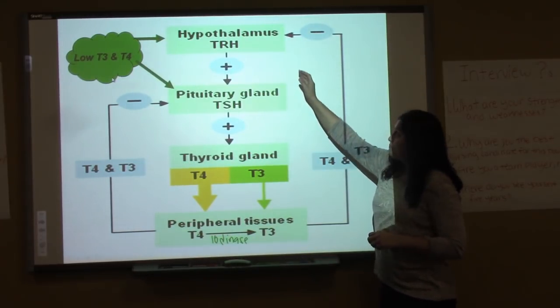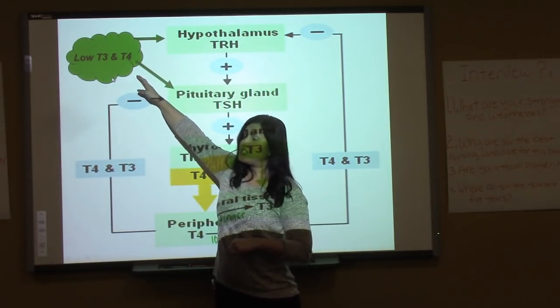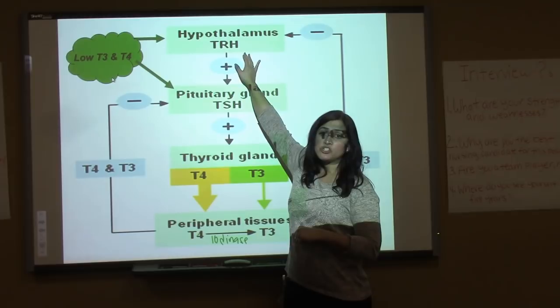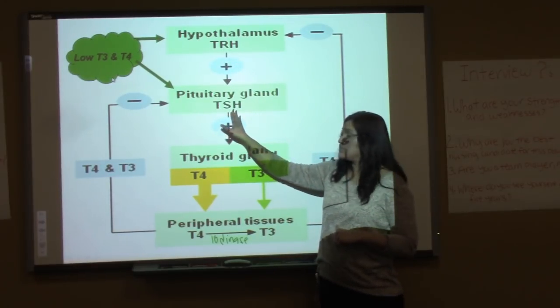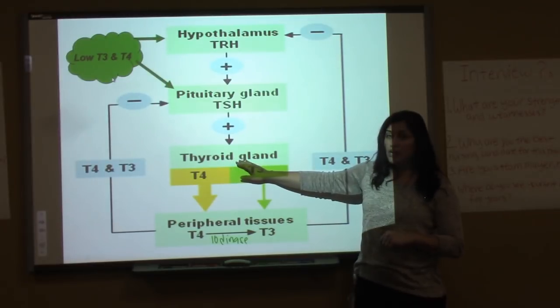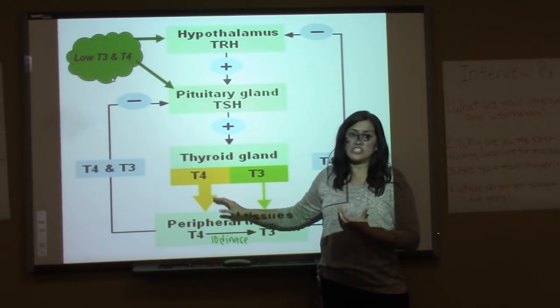Okay? So let's go through it once again. When you have low T3, T4, it causes your hypothalamus to release TRH, which in turn causes your anterior pituitary to release TSH. That will cause your thyroid gland to release T4 and T3. The majority of the hormone released is T4.